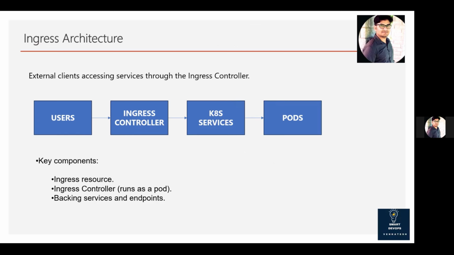The key components are, as I said, the Ingress resources, whatever Ingress resource we are going to configure in the cluster, and the controller, which is also running as a pod only. It's not something different running externally that we connect to the cluster. And then the backing services and endpoints, like pods.